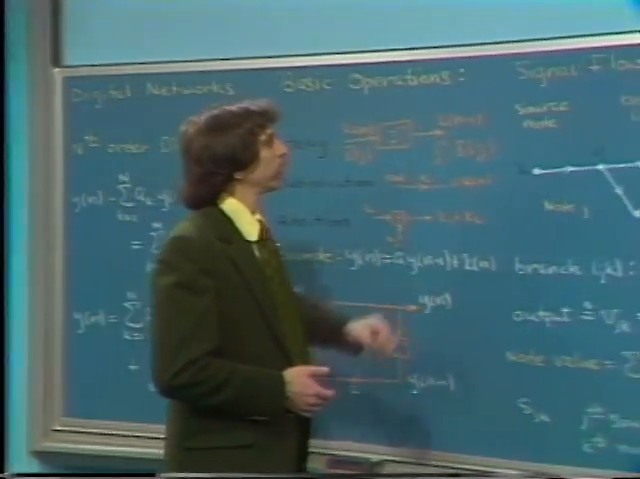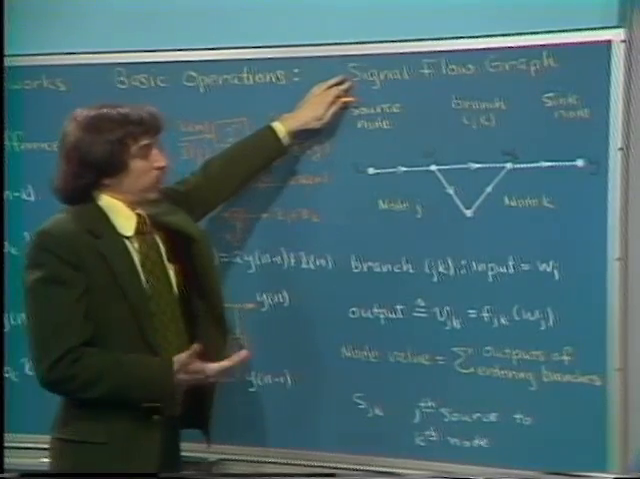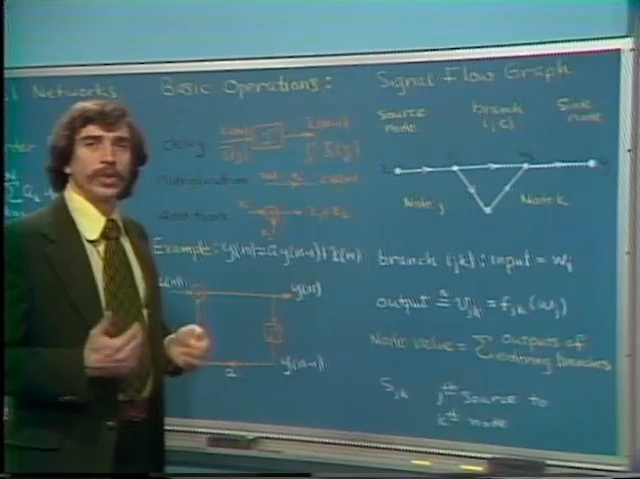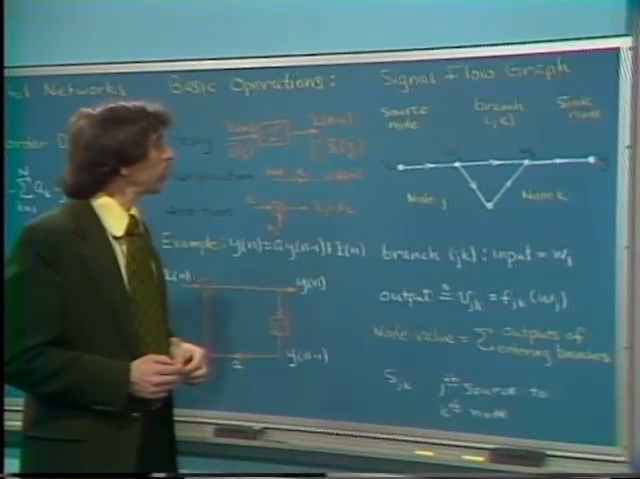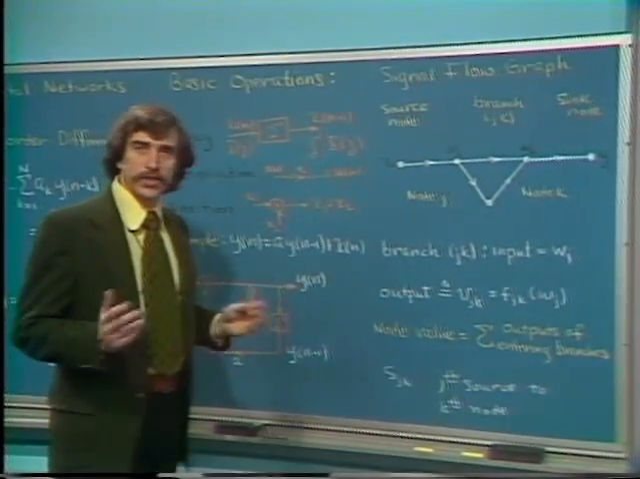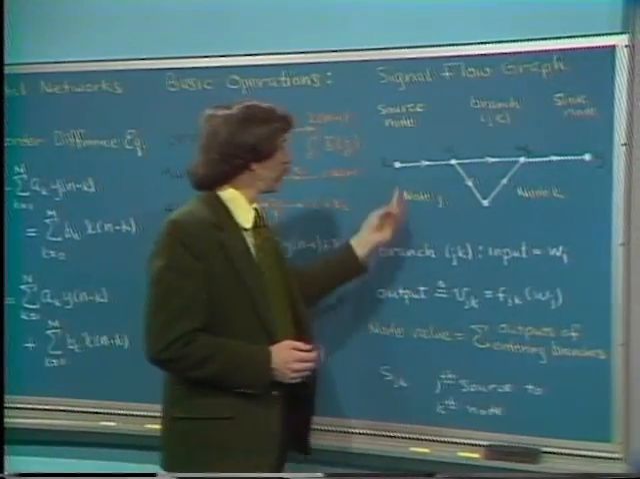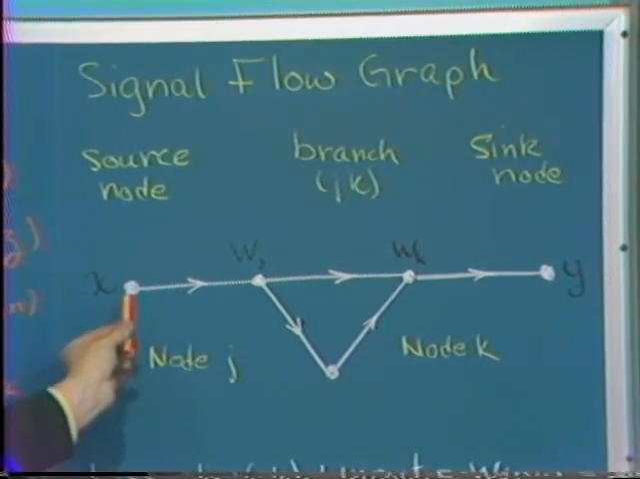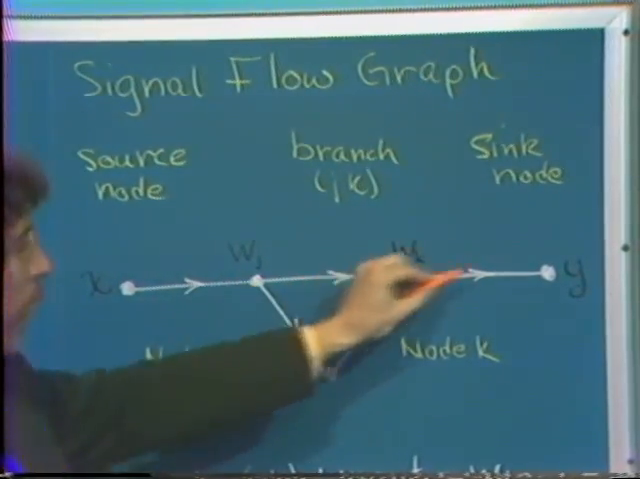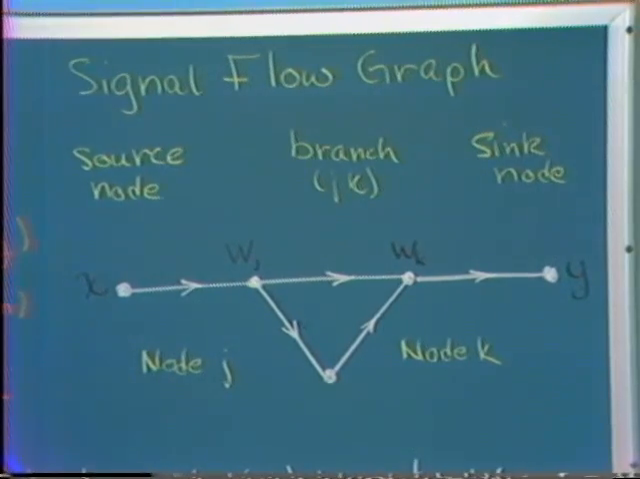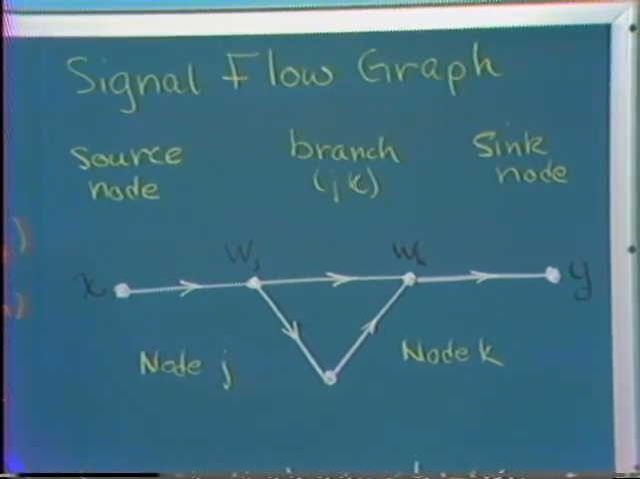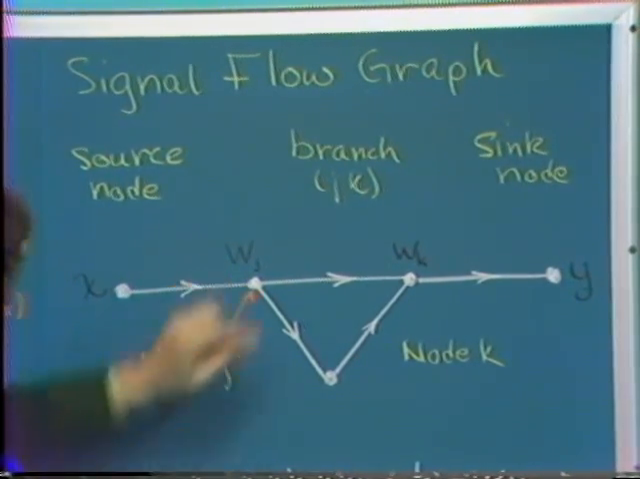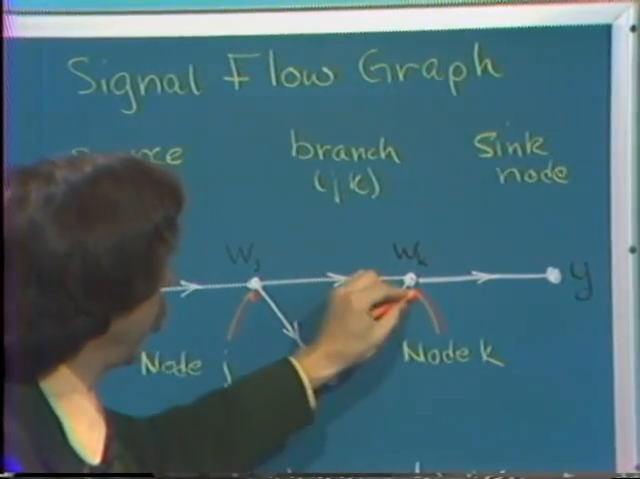A signal flow graph is essentially, by definition, a network of directed branches which are connected at nodes. So what that says is that in a signal flow graph, we have what we'll refer to as nodes and directed branches, in other words, branches with arrows on them. The nodes will be numbered. And so, for example, we would have a node j and a node k.